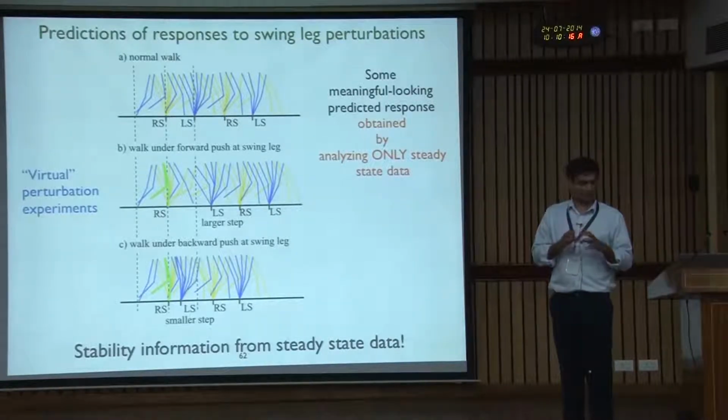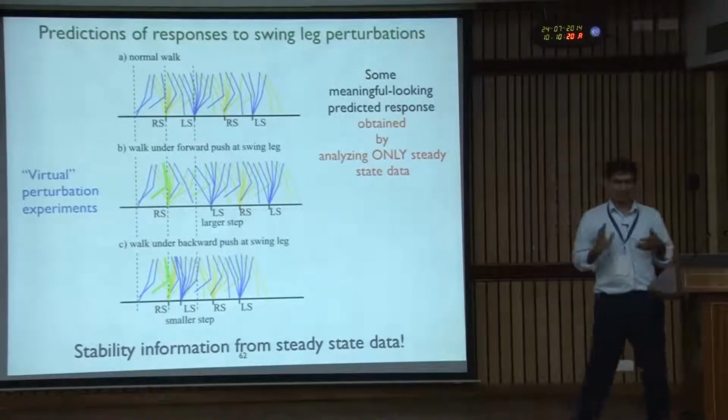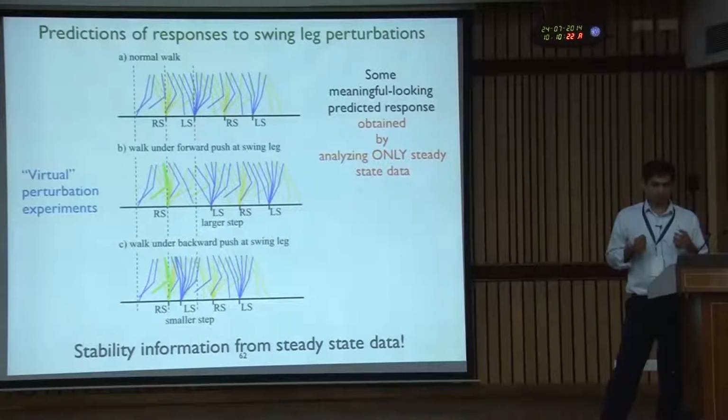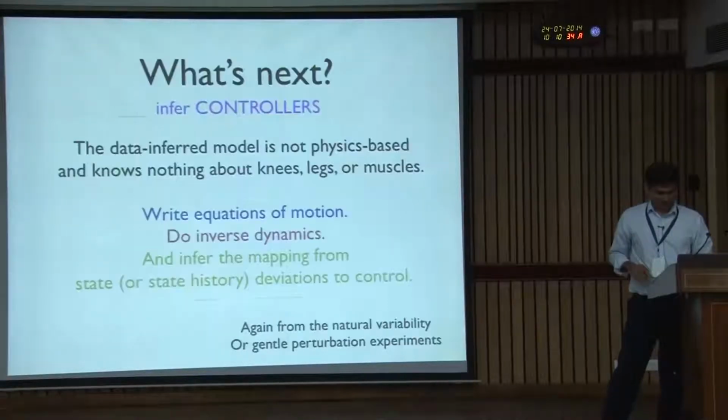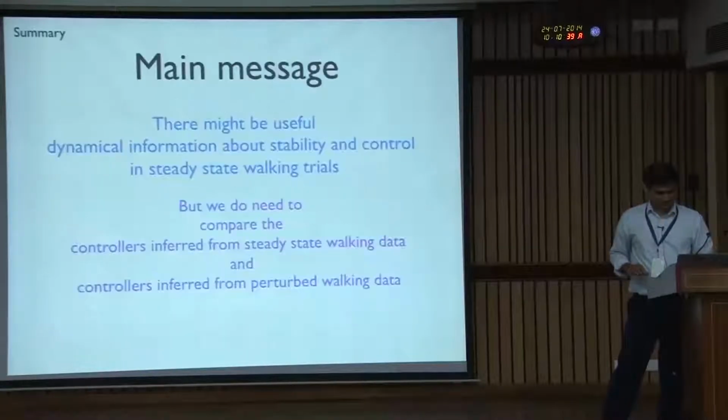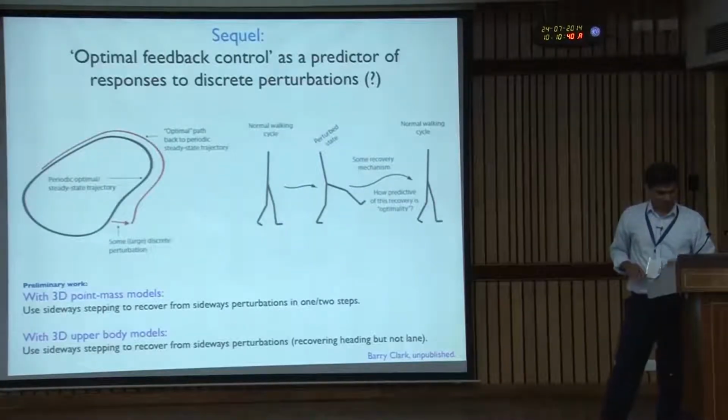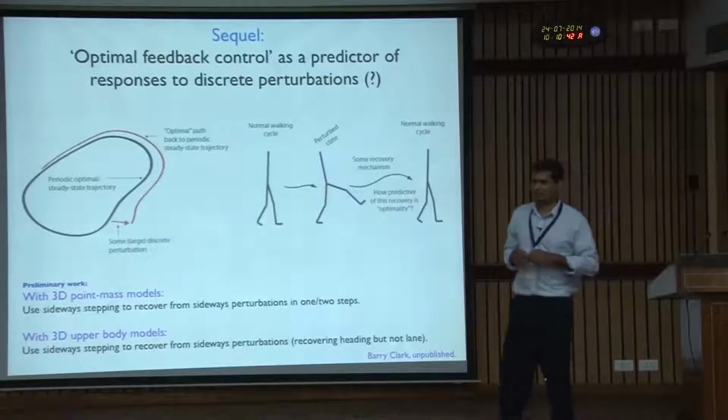In other words, we can predict, it's unclear whether or not these predictions are true because we haven't confirmed with perturbation experiments, but at least we can make predictions of what will happen in the presence of a perturbation from looking at steady state data, which sounds somewhat oxymoronic, but that's what it is. What do we want to do next? We want to infer controllers. Maybe I'll stop there and leave that slide on.